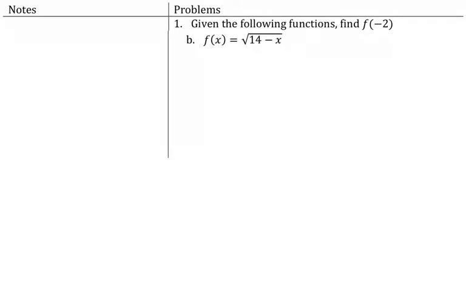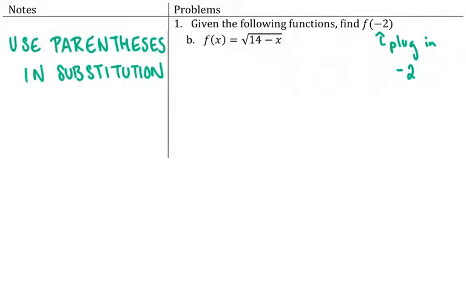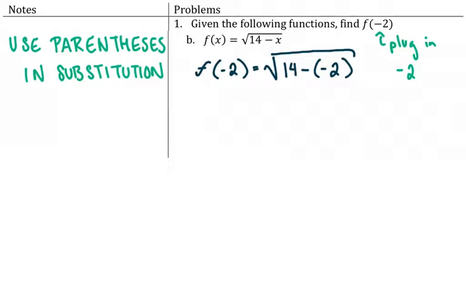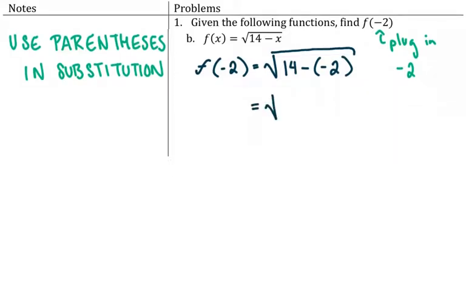So one note I always like to give students is that when you plug in, because remember this is what this means, when you plug in -2, always use parentheses. And the nice thing with something like a square root is that if you forgot the parentheses, you'd realize pretty quickly. So let's substitute that in. f of -2 equals square root of 14 minus, and I'm going to add my parentheses, -2. And the reason why that's so important, especially in a problem like this, is that this becomes 14 plus 2.